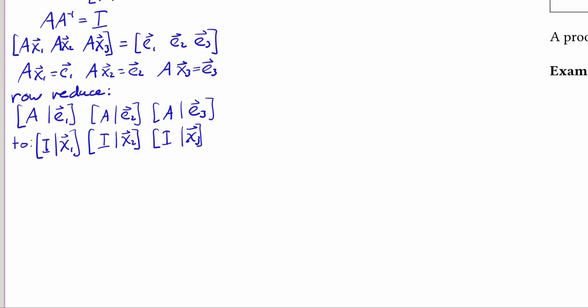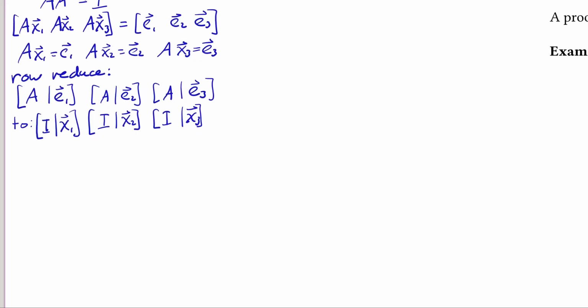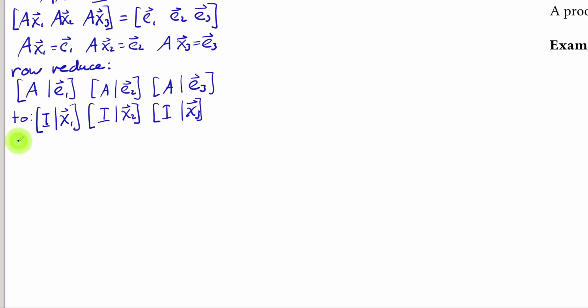Now, do we need to row reduce all three of these matrices? Whatever row operations you do to reduce A to the identity, we're just going to have to repeat the process 2 more times in these other things. So that's going to be a pain. So let's save some work by doing all 3 at the same time.